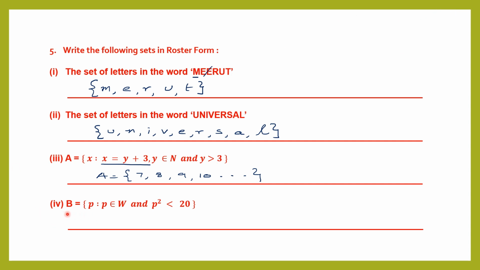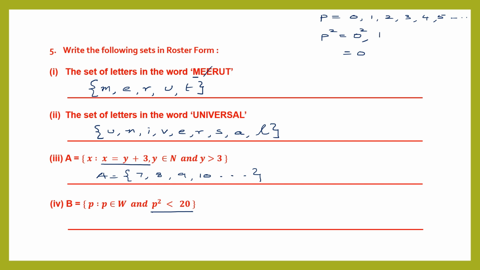Question 4. B is equal to, P is such that P belongs to whole numbers and P square is less than 20. So look at the first part, P belongs to whole numbers. That means whole numbers begin from 0. Okay, so first let's write that part. So P will be 0, 1, 2, 3, 4, 5 and so on. Okay, then look at the second part. P square is less than 20. So if P is equal to 0, P square will be 0 square, which is 0.